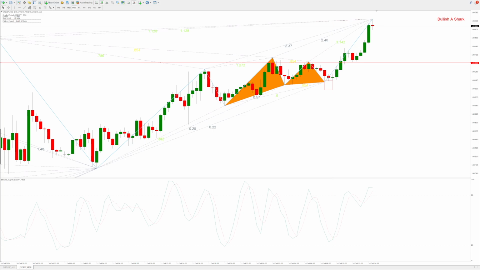So that's an example of a bullish shark pattern. You can spot them on any trading instrument, any chart time frame. I do find the higher chart time frames tend to be more reliable, primarily because they contain more price data. It also means less time chart watching.